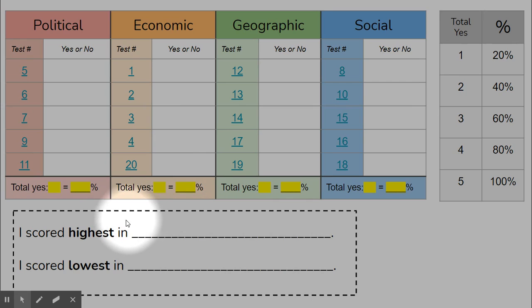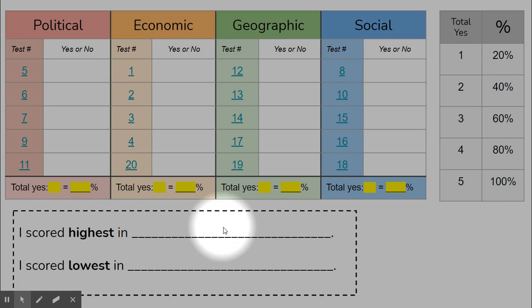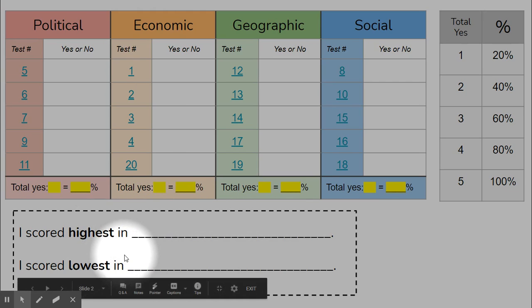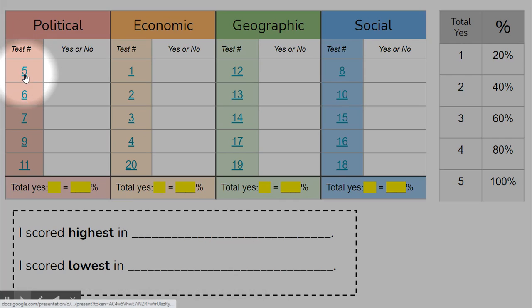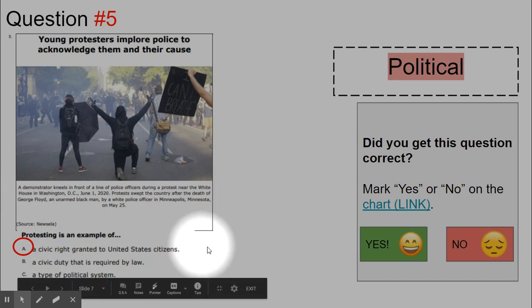And then the last thing you'll need to do is say which category or categories you scored the highest in, and then which categories, if you have any, you scored the lowest in. And then if you're curious about, okay, what was that question? Why did I get it wrong? If you click on that question right here, it's going to take you to the question that it was asking about, and it's going to tell you the correct answer.